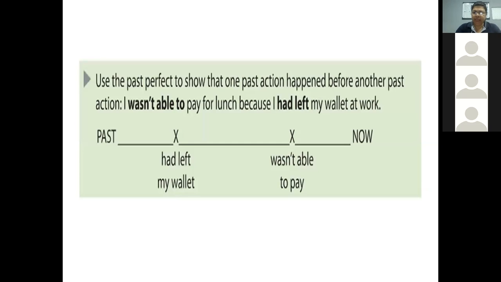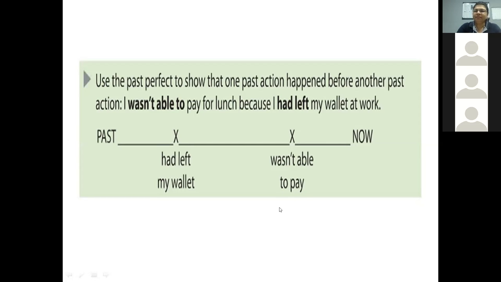Who wants to help me, please? We're going to remember here. Use the past perfect to show that one past action happened before another past action. I wasn't able to pay for lunch because I had left my wallet at work. Very good. So first, I forgot my wallet. Second, when I finished my lunch, I was not able to pay because I didn't have my wallet with me, right? So this is now and this is the past. First, I had left the wallet. And second, we couldn't pay, right?